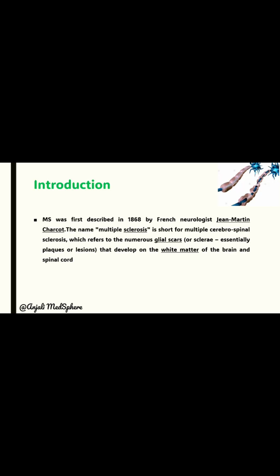Multiple sclerosis was first described in 1868 by a French neurologist, Jean-Martin Charcot. As the name indicates, there will be numerous sclerosis, or lesions, in the white matter of the brain and the spinal cord. That is how the name came, because sclerosis is happening in multiple places. So that is how the name multiple sclerosis came for this disease, described by Jean-Martin Charcot in 1868.